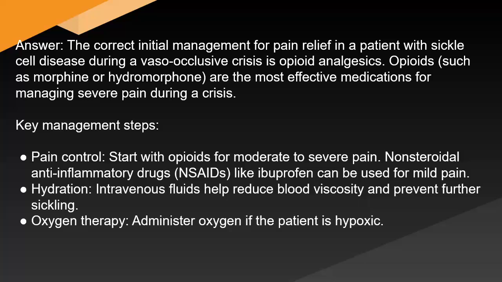Key management steps: pain control. Start with opioids for moderate to severe pain. Non-steroidal anti-inflammatory drugs, NSAIDs like ibuprofen, can be used for mild pain. Hydration: intravenous fluids help reduce blood viscosity and prevent further sickling. Oxygen therapy: administer oxygen if the patient is hypoxic.